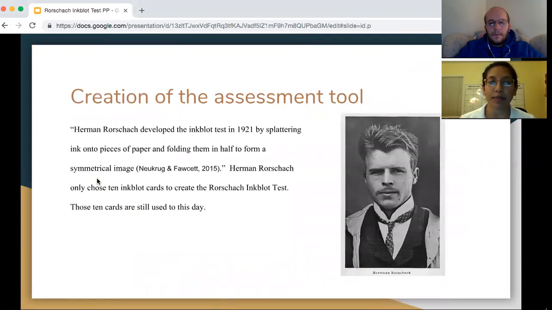Creation of the assessment tool. Herman Rorschach developed the Inkblot test in 1921 by splattering ink onto pieces of paper and folding them in half to form a symmetrical image. Herman Rorschach only chose 10 Inkblot cards to create the Rorschach Inkblot test. Those 10 cards are still used to this day.